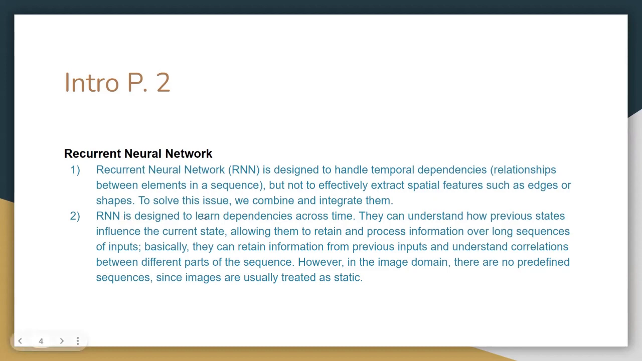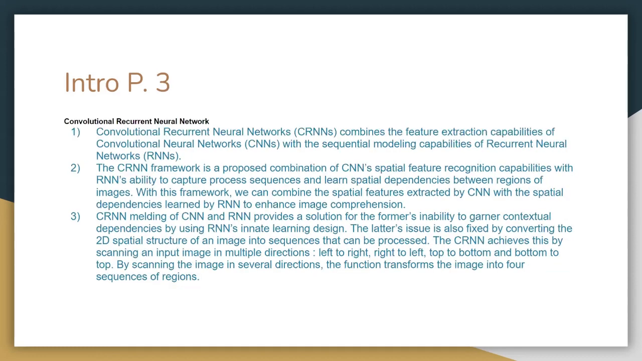Like I was saying, RNN is designed to learn dependencies across time and understand how previous states influence the current state, allowing them to retain and process information over long sequences of inputs. So basically, they can retain information from previous inputs, which the CNN cannot, and understand correlations between different parts of the sequence. However, in the image domain, there are no predefined sequences, since images are usually treated as static.